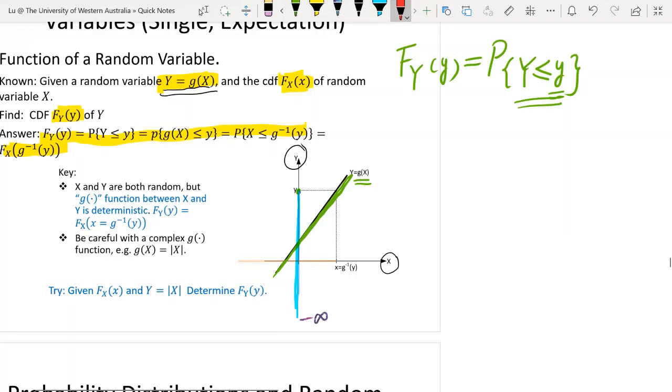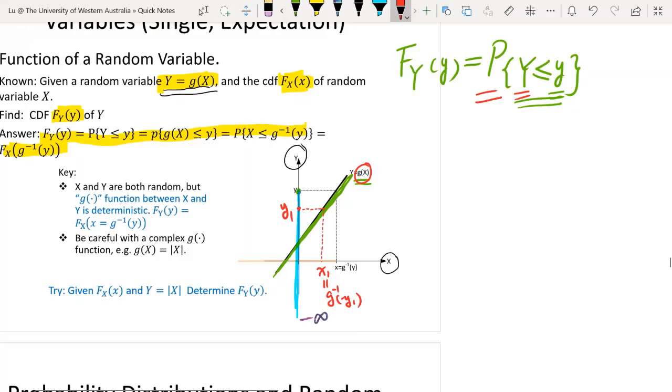For example, if you are talking about this point, I just give the name y1. Through this g(x) function, I'm able to map it to the corresponding x1 value. So what is the x1 value? This x1 value is equal to inverse g of y1. Okay, so this is the relationship. We are evaluating the probability that random variable Y falls into this blue segment along the y-axis.